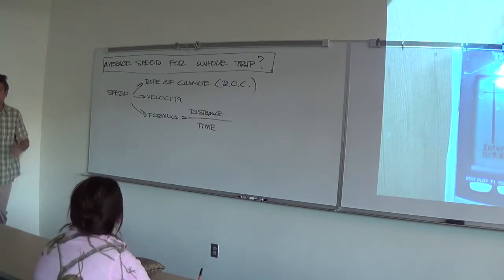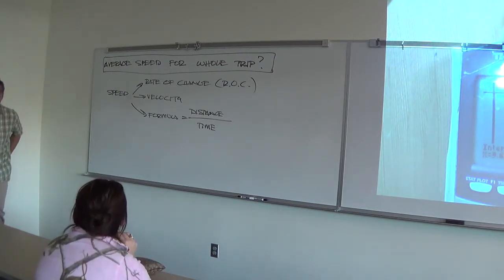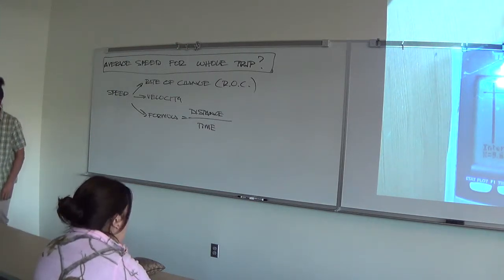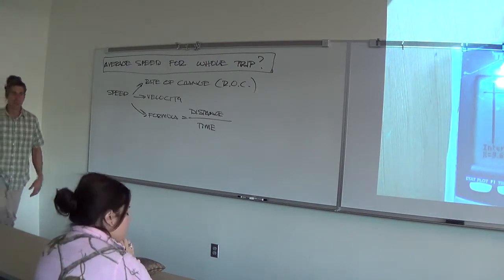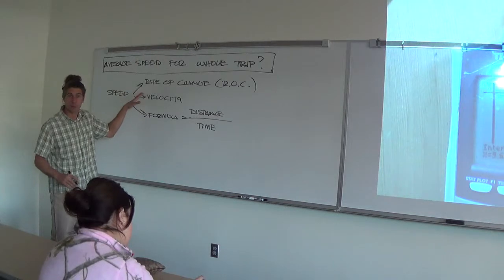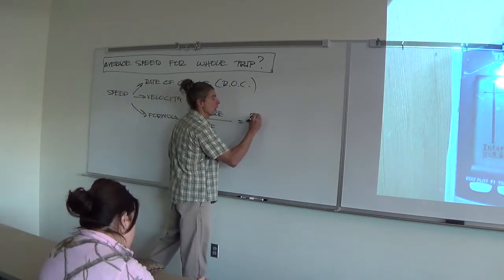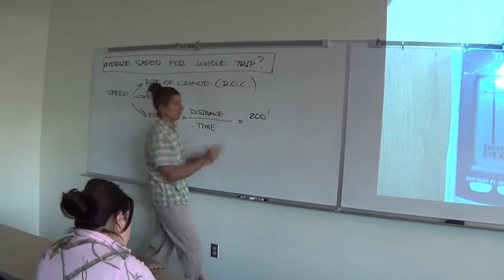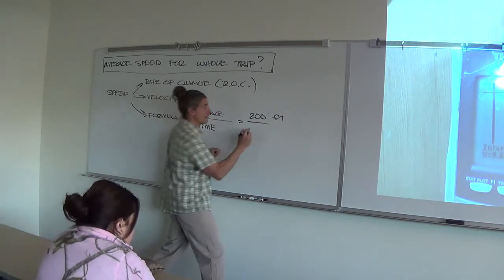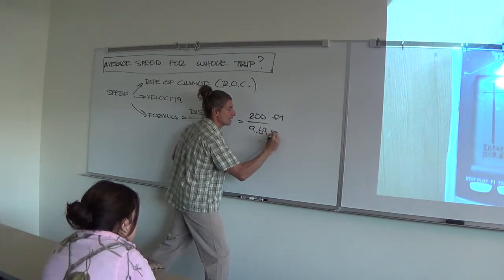Don't overthink this. Overthinking this is a guaranteed way to confuse the rest of the day for you. I don't want to do that. So how much distance did I cover? 200 feet. How long did it take me? 9.69 seconds. So my average rate of change, or my average speed for the whole trip, is simply going to be 200 feet divided by 9.69 seconds.